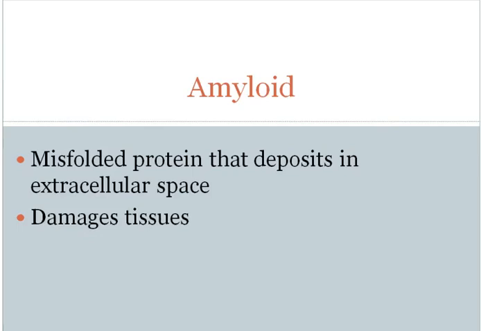So amyloid is a misfolded protein, that's important, that deposits in the extracellular space. That's actually very important as well. So it is a misfolded protein, and it deposits outside of the cell in the extracellular space. And it's this deposition in the extracellular space that eventually results in damage to tissues. So cells become injured and the tissues become damaged.